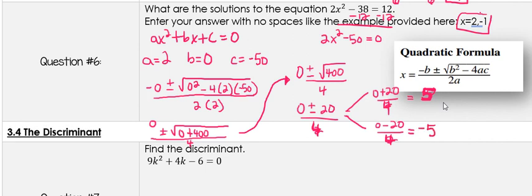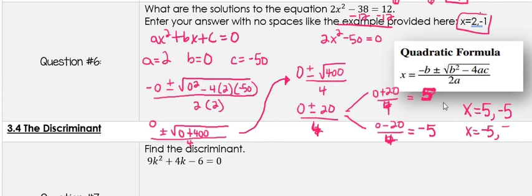So when I write my answer, remember I want to write it like the example shown here. I would type in x equals 5 comma negative 5. Or if you wrote it the other way, it would still accept your answer. But you want to make sure you have no spaces when you're writing your answer. Okay?